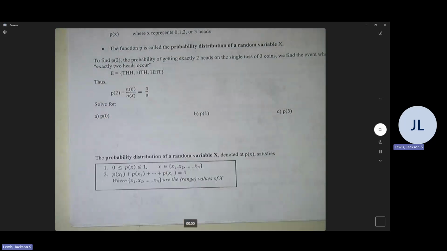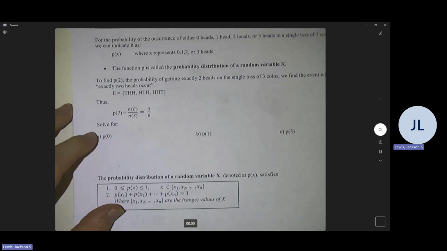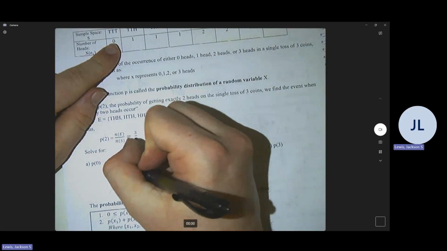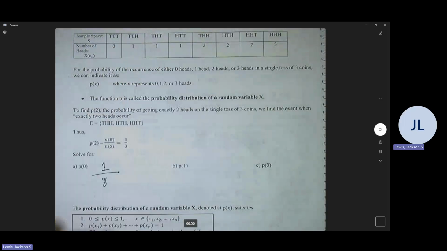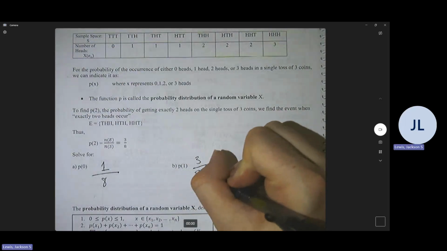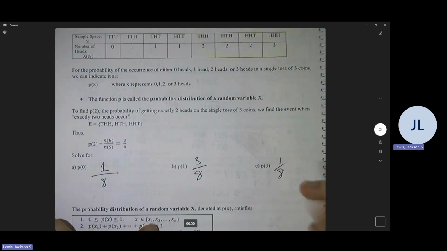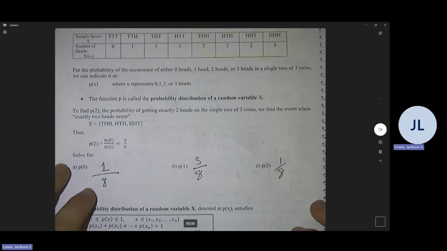Now it says to solve for these different things. So the probability of flipping 0, well, we look here, only one of these has 0. So 1 over the total, which was 8. The probability of flipping 1, there's 3 ways that happens. 3 over 8. And the probability of flipping 3, there's only one way that happens. 1 over 8. If I add all these together, I get 1. So 1/8 plus 3/8 plus 3/8 plus 1/8, all of those adds together to 1, which makes sense. Again, the probability is always adding up to 100% everywhere.